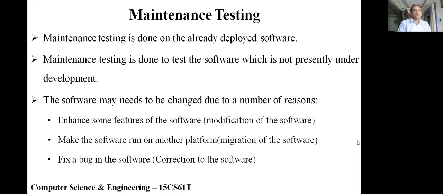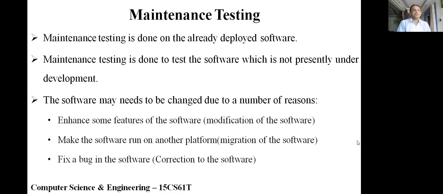Same thing here also for the software. The software will be given free maintenance, like 1 year or 2 years or 3 years, whatever it is. If anything happens to the software, the company people will come and the problems will be solved. If anything happens to the software, they have to rectify that. That is what we call maintenance testing. Maintenance testing is done to test the software which is not presently under development.